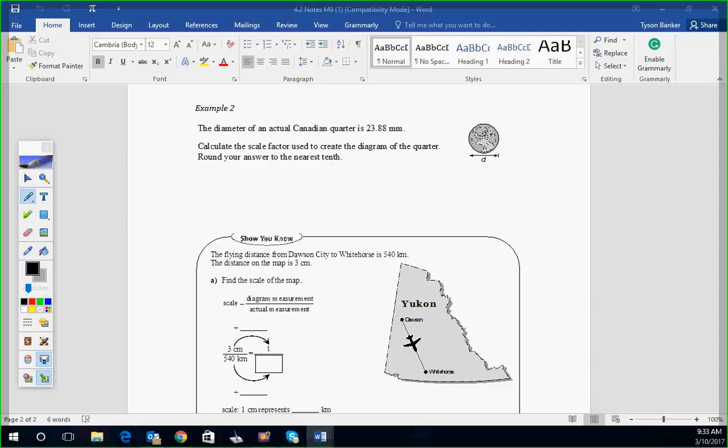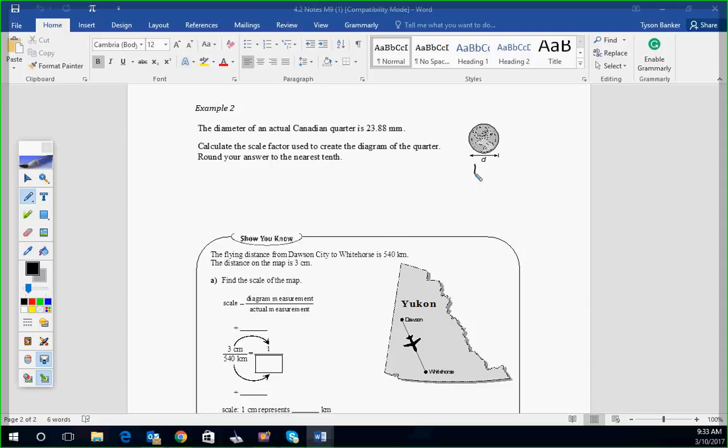Want to measure that for me? How wide is that quarter in millimeters? In millimeters, the tick's on the centimeter side. This way? Yeah. Like what, 15? Yeah. Okay, so we got 15.